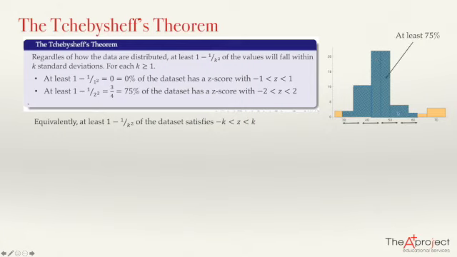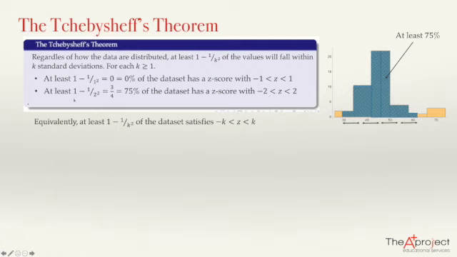So the 75%, at least 75%, could be more. So at least 75% of the data will be between negative 2 standard deviations and 2 standard deviations. So that's what this theorem is telling me. And notice also that k appears twice in the theorem. It appears at the beginning when they say 1 minus 1 over k squared, and appears here again at the end. The z-value needs to be between negative k and k.